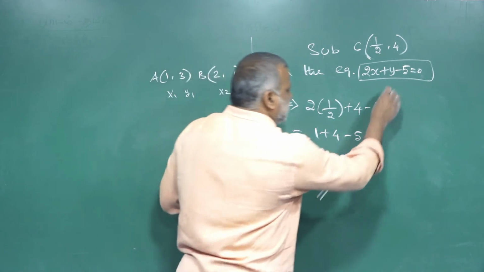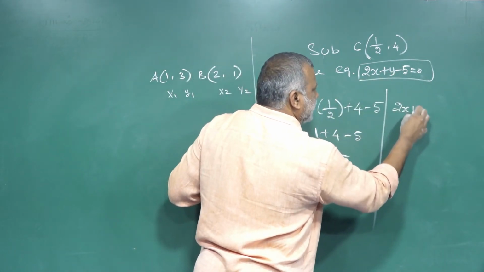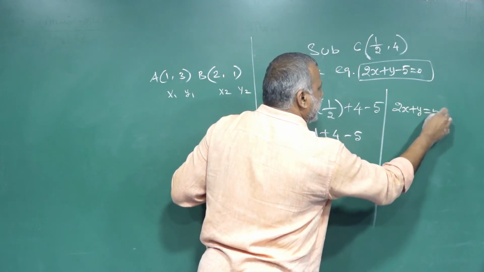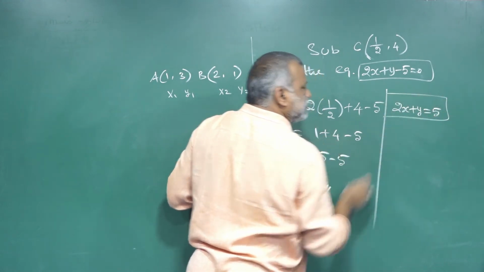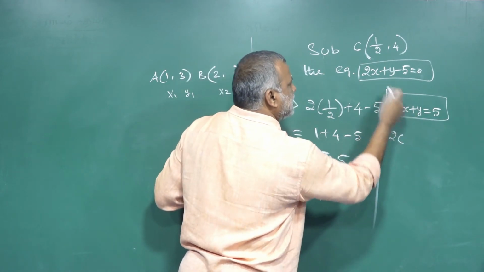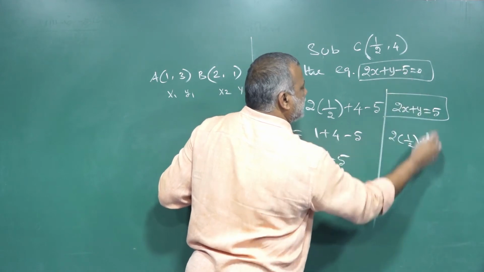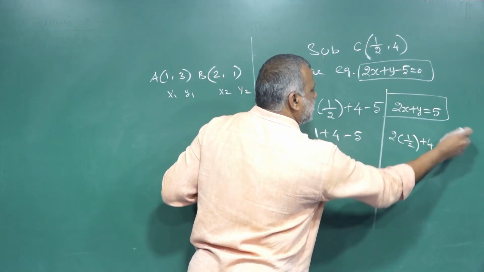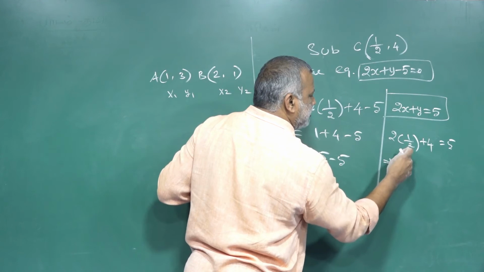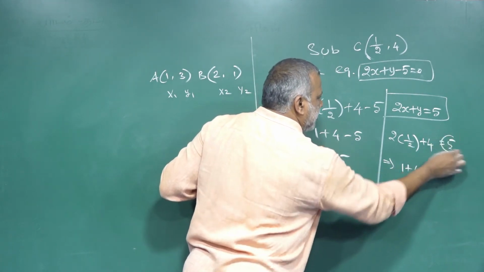Suppose some students write the equation like this, 2x + y = 5. This is also the same. Then you can substitute the data here. 2 times x is replaced by 1/2, and y is replaced by 4, which equals the other side, 5. That means 2 times 1/2 is 1, plus 4, which is 5. Here also we have the same result.